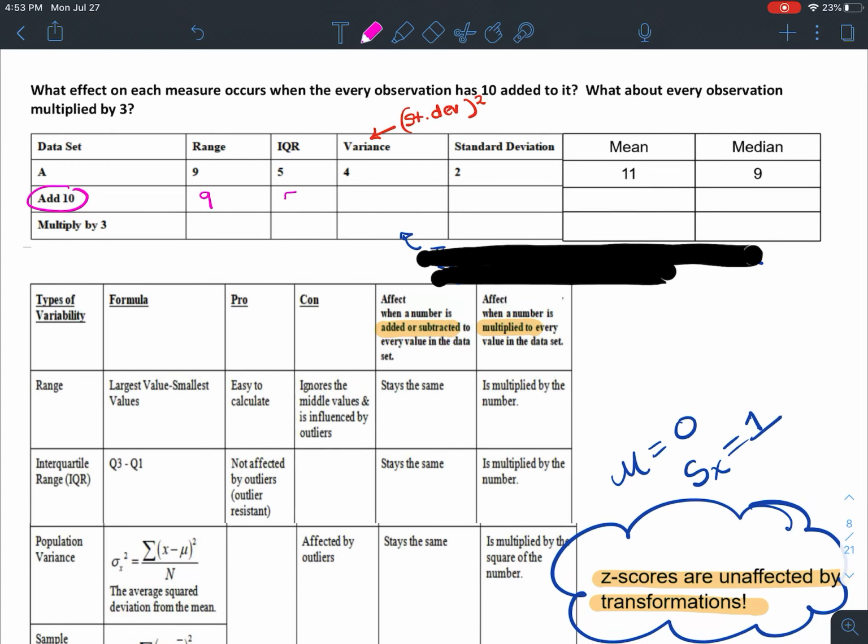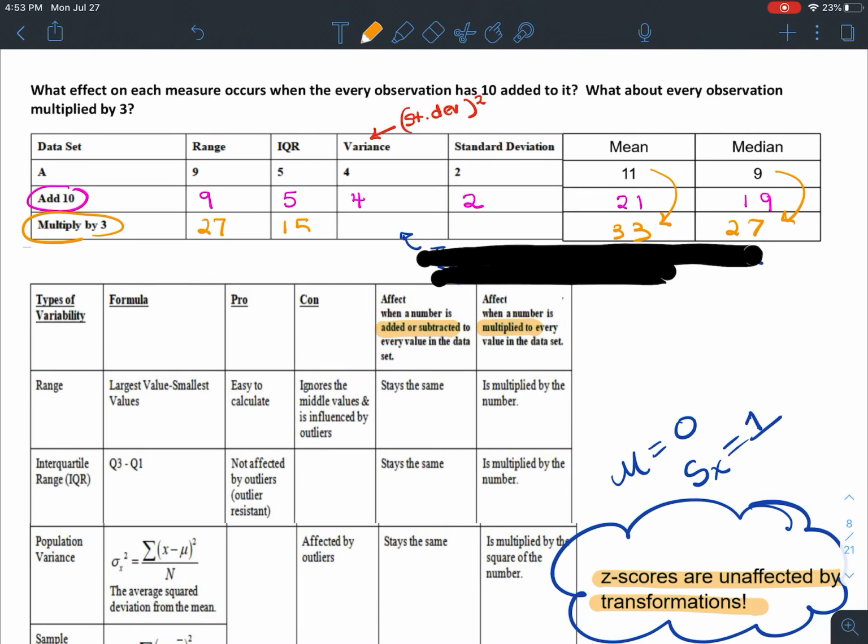Well, if you're adding 10, your measures of spread should not change at all. So I'm keeping range, interquartile range, variance, and standard deviation all the same. But my measures of center, the mean and median, should get bumped up by 10. That would be my new mean and new median. Now, when I multiply by 3, the mean and median get multiplied by 3, and you're doing this to the original here. So that's 33, and this is 27.